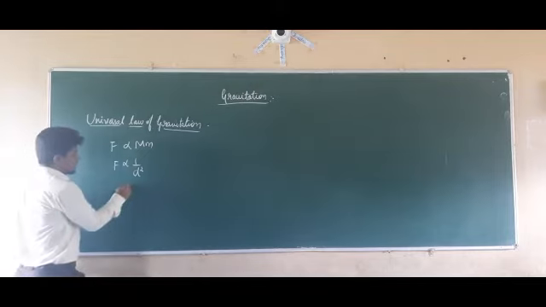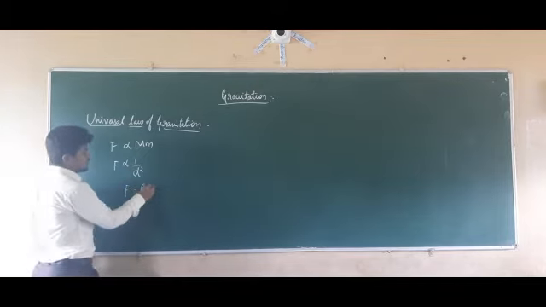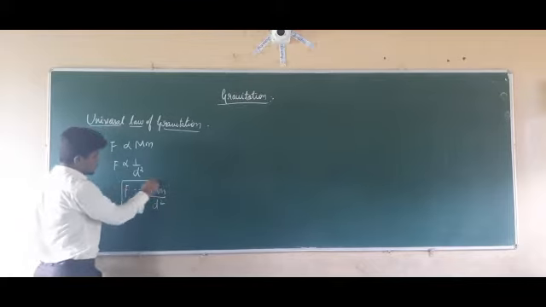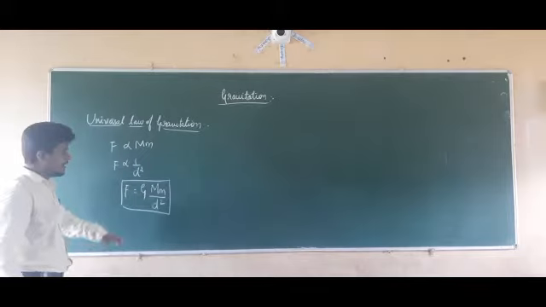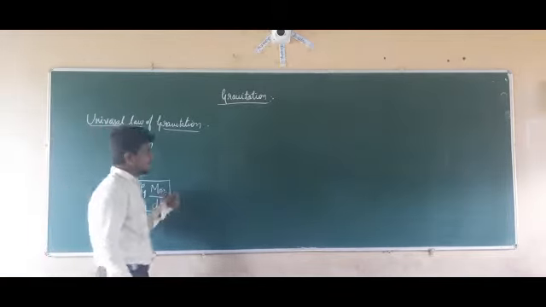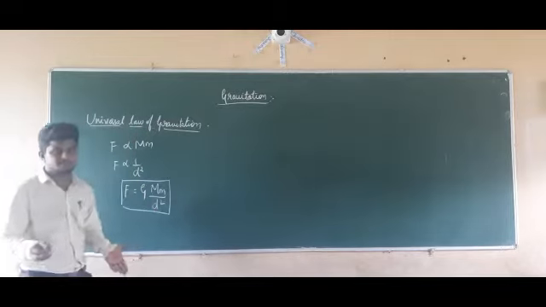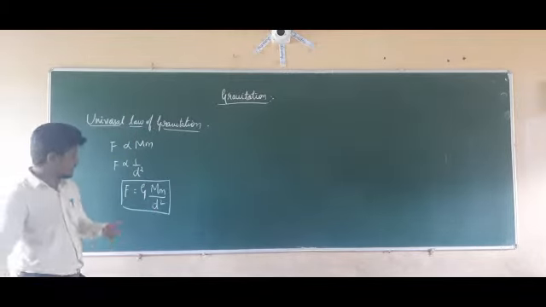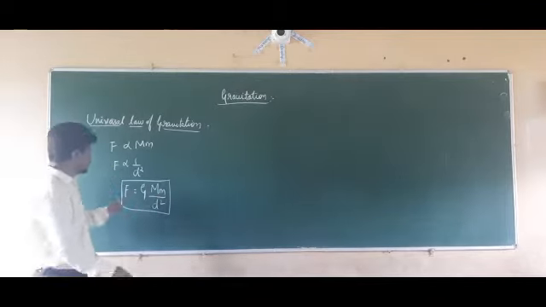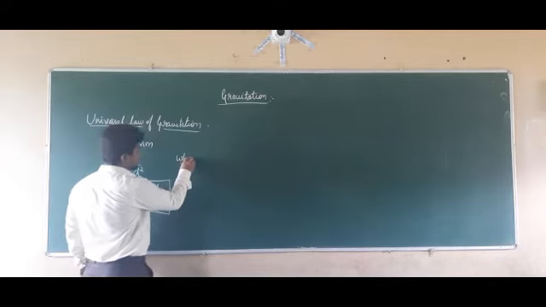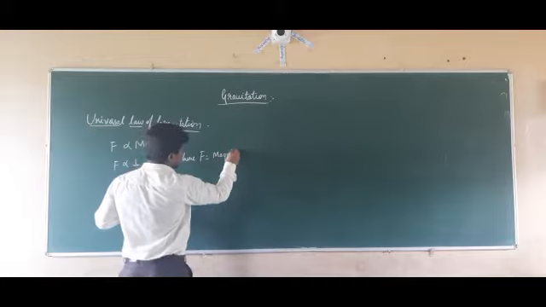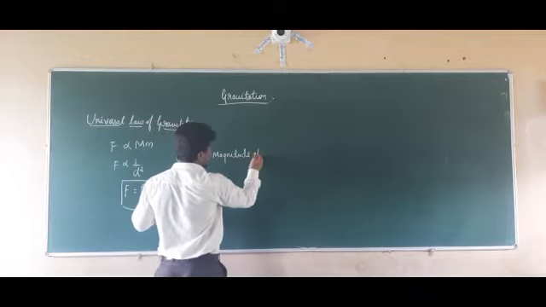So together we write it as F is equal to G m M divided by d square. This is the formula to calculate the magnitude of the gravitational force acting between two objects, two bodies. One body has the mass of capital M, another body has the mass of small m. Here, F is the magnitude of the gravitational force.